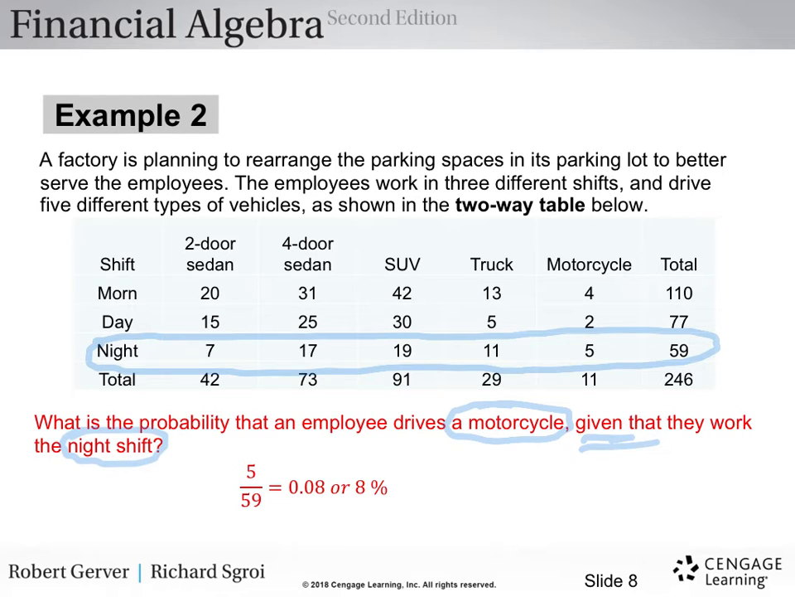So we know we're in that group. And how many drive a motorcycle? 5. And how many are on the night shift? 59. So 5 divided by 59 is 0.08, or 8% of the people drive a motorcycle, given that they work on the night shift. So they work on the night shift and drive a motorcycle. Okay?